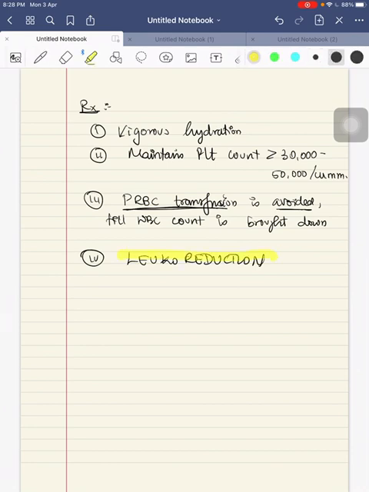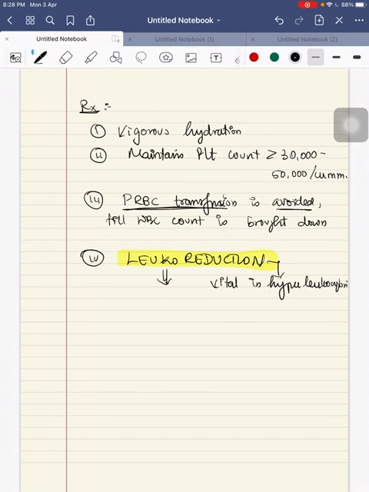Fourth, leukoreduction. This leukoreduction is the vital or key element in hyperleukocytosis. Okay, so how is this leukoreduction done?